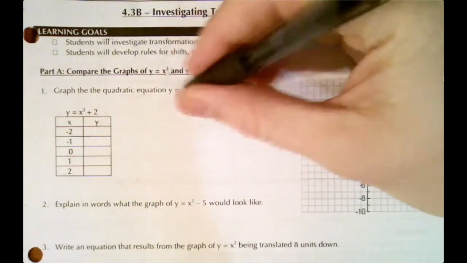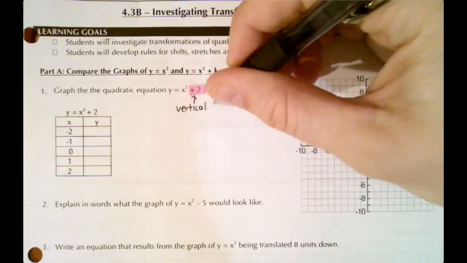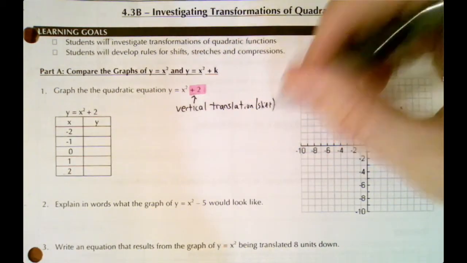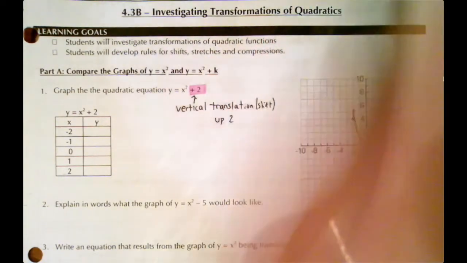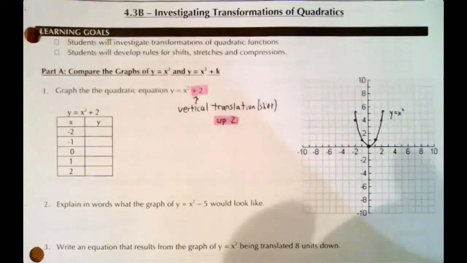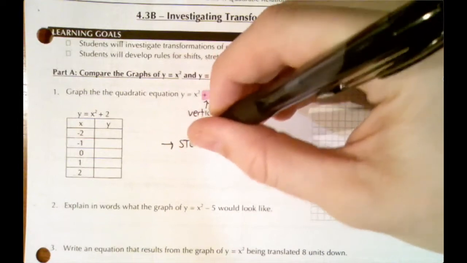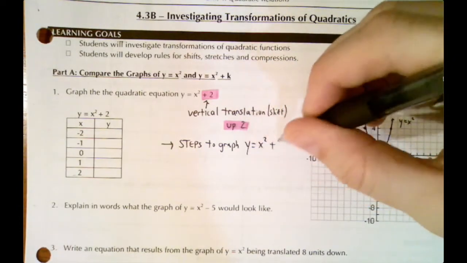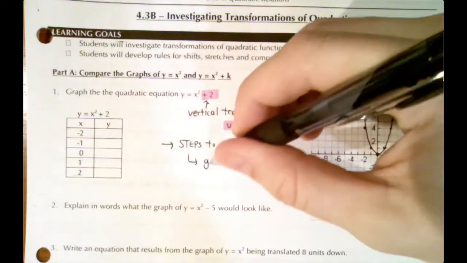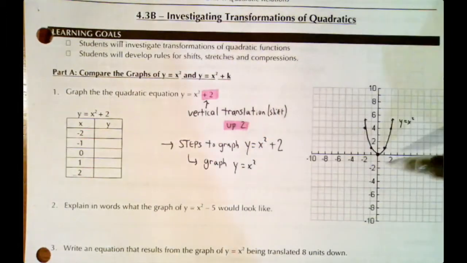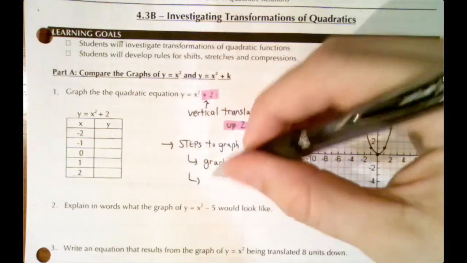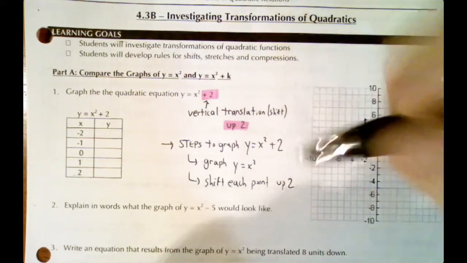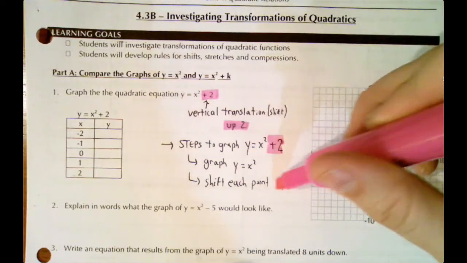Because this transformation is called a vertical translation. And that's a shift, any sort of shift, left, right, up, or down, and it's up 2 in this case because of the plus 2. So what would we do? Well, what are the steps to graph y equals x squared plus 2? Well, first we would graph y equals x squared, the original graph, and then we would shift each point up 2, and up 2 because of the plus 2, as we saw in the investigation.